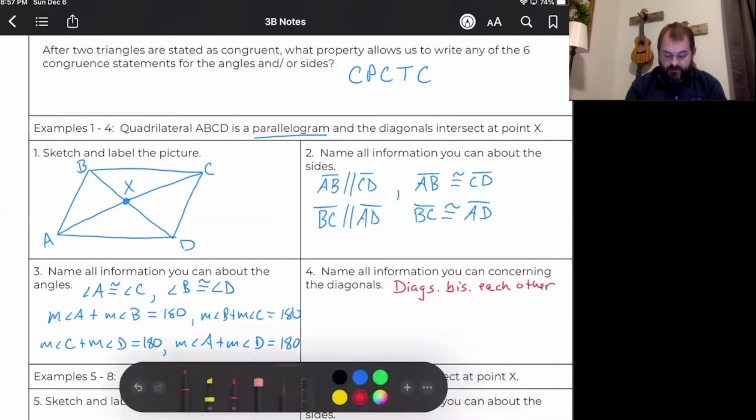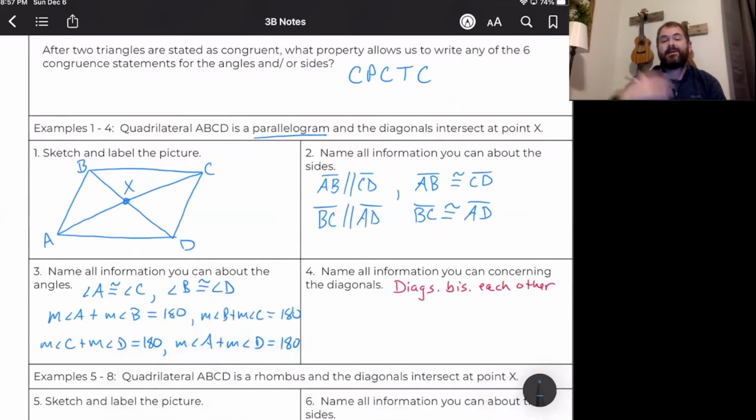Okay, the diagonals bisect each other, but that gives me congruent segments like AX is congruent to XC, and BX is congruent to XD. Okay? I could even mark those kinds of information here. I could mark the opposite sides congruent and parallel, like that. And then these two congruent and parallel, like that.